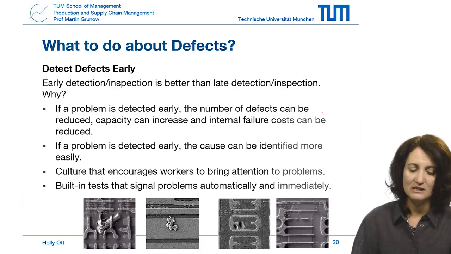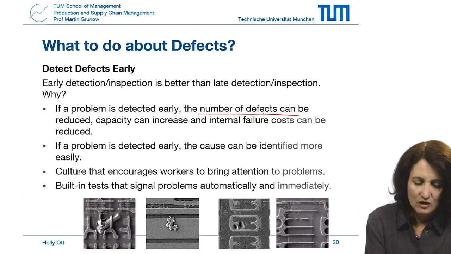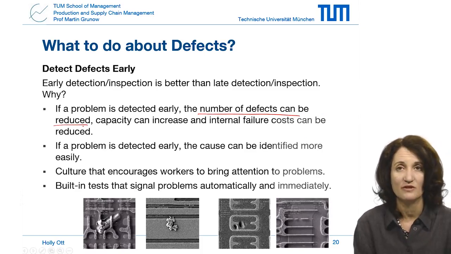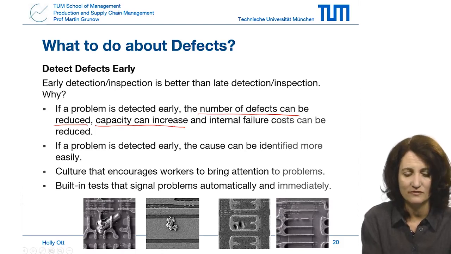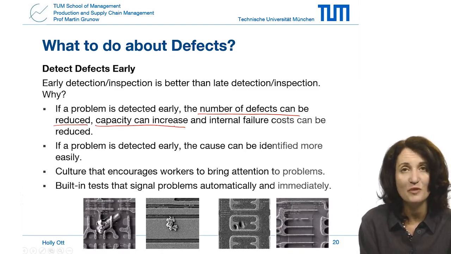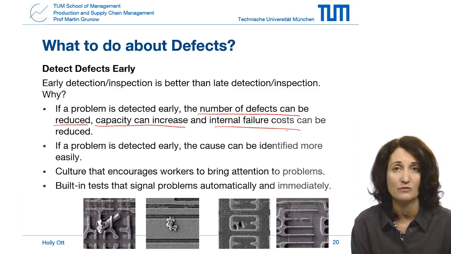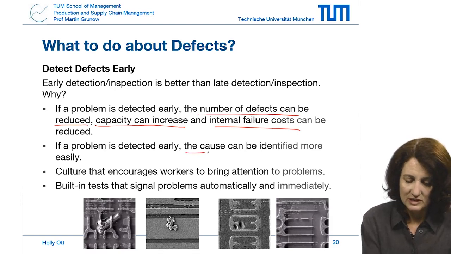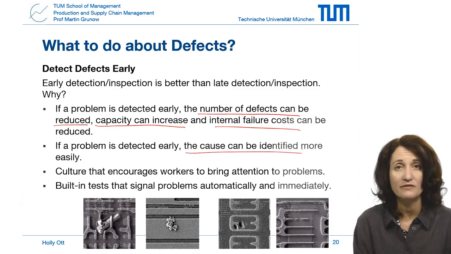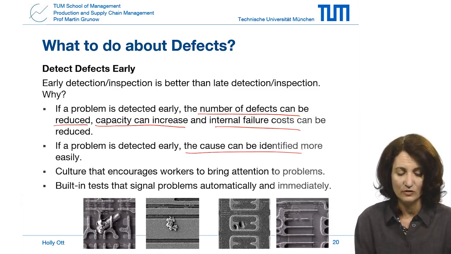And if it's detected early, then the idea is that we can quickly look into it and reduce the number of defects. We can then get rid of those defective parts, the capacity can be increased, and we'll reduce all those internal failure costs that we talked about. That's what we just said. The cause hopefully can be identified. We don't have to look through the entire line. We've detected early so we can find the root cause.